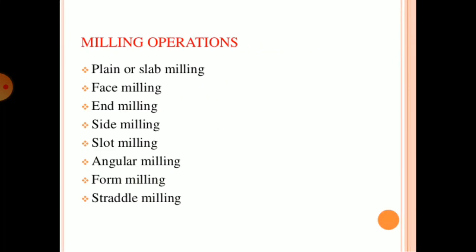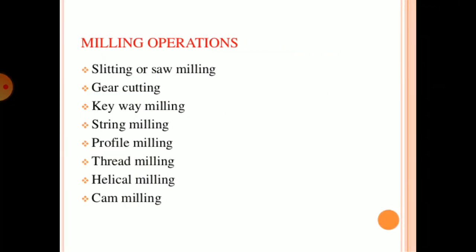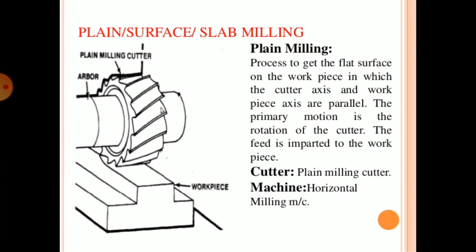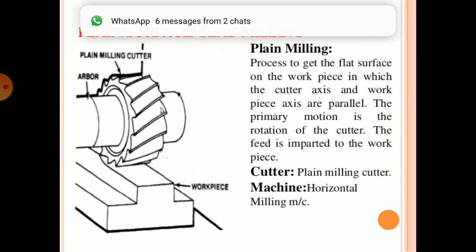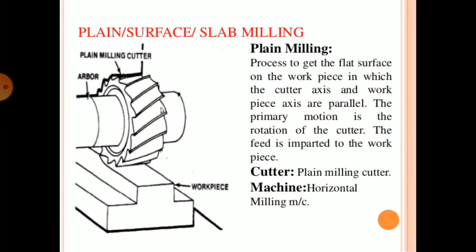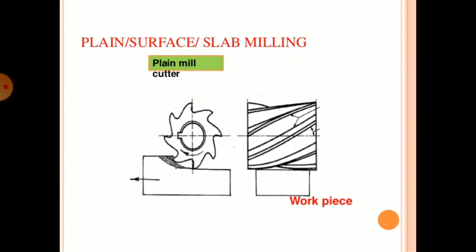Milling operations are like that in which plane or slab milling, face milling, end milling, side milling, slot milling, angular milling, form milling, and straddle milling. Other milling operations are slitting or saw milling, gear cutting, keyway milling, string milling, profile milling, thread milling, helical milling, and cam milling. Plane milling is in which a plane surface is produced.